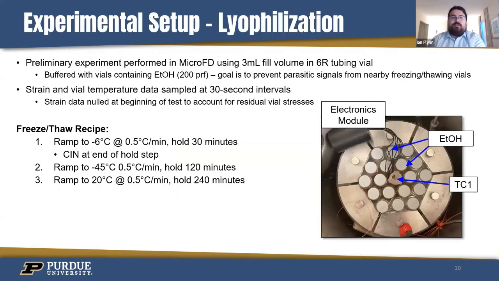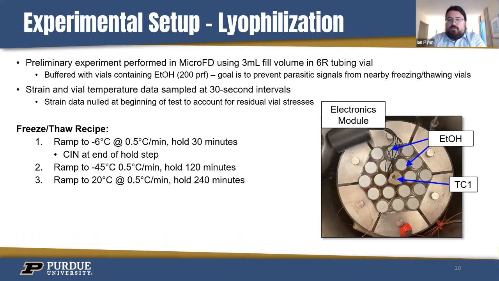And now getting to the actual experiments we've been running with formulations. We've done all these experiments in a Millrock Micro FD using 6R tubing vials with a 50% fill volume. And right here at the bottom, you can see our test vial, which is marked TC1 with a thermocouple. We've surrounded this with anhydrous ethanol vials with the same fill. We're doing this to hopefully prevent any parasitic signals that might come from neighboring crystallization events. We're also sampling our strain and vial temperature data in 30-second intervals and nulling our data at the beginning to account for any residual stresses in the vial.